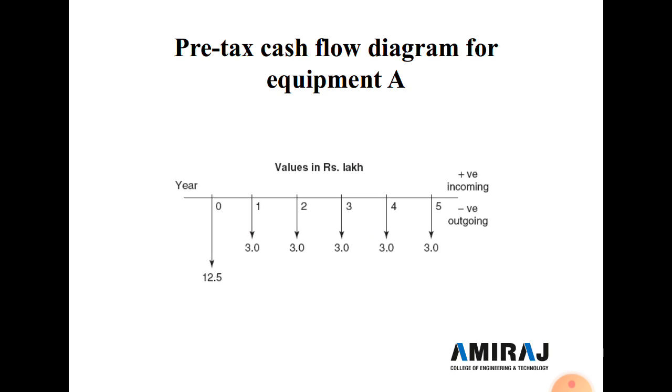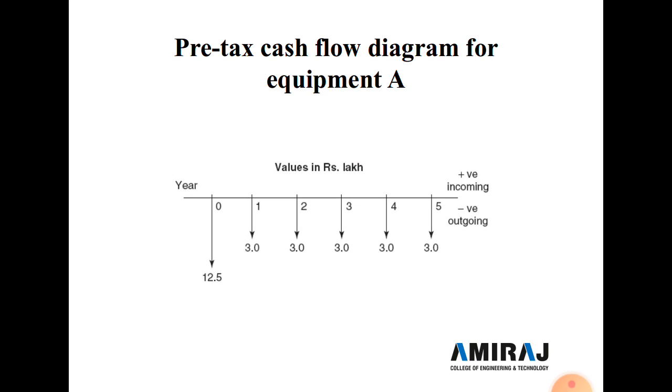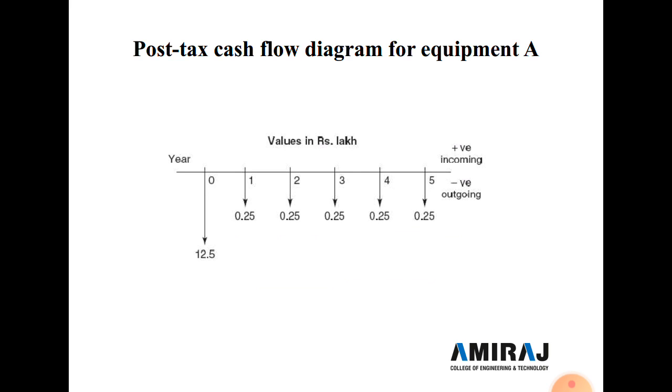Now for equipment A, the pre-tax cash flow diagram looks like this. Here the line shows the years and the values are in rupees lakh. In year zero, we purchase the equipment for 12.5 lakhs. From our side it is a negative value, because it is an outgoing value. Then every year the operating cost is 3 lakh, which is outgoing from our side: the first year 3 lakh, the second year 3 lakh, the third year 3 lakh. Similarly the equipment is used for 5 years, and at the end of the 5 years, each and every year 3 lakh is the operating cost. This diagram is the cash flow diagram for the equipment.